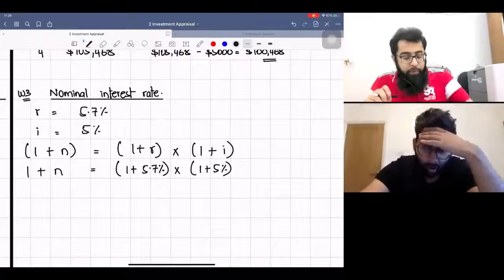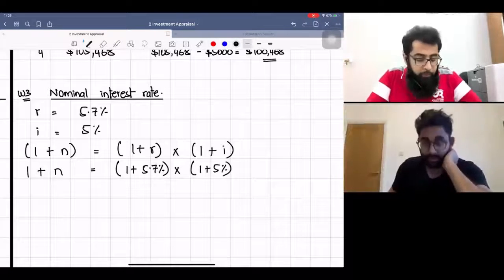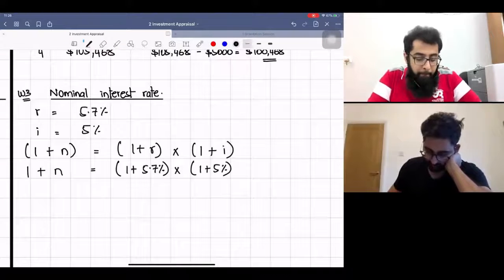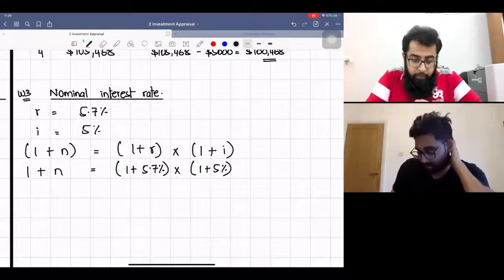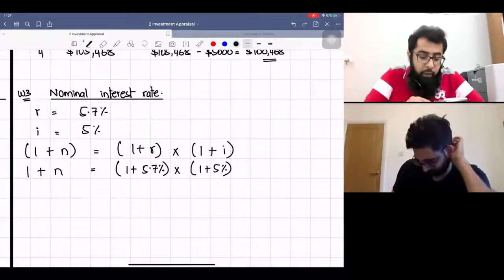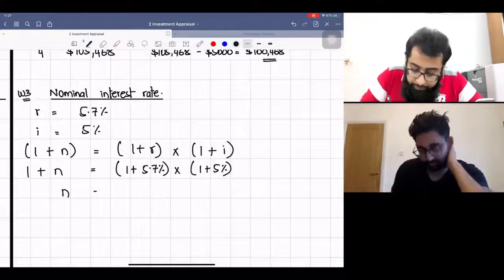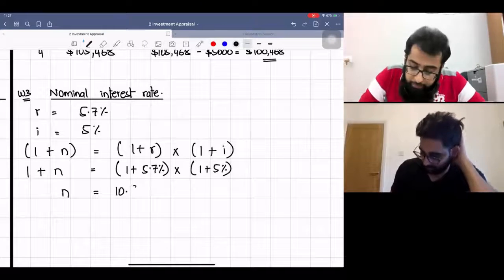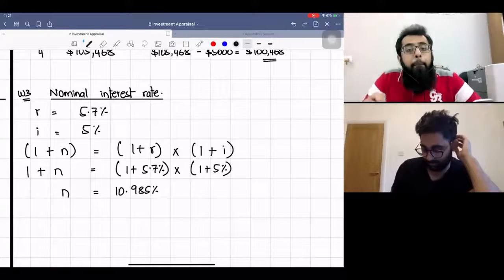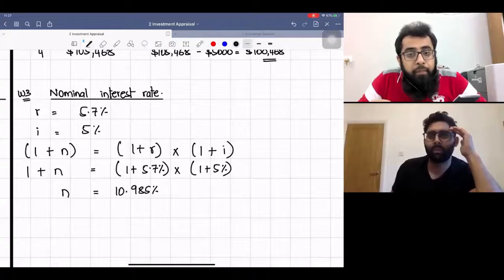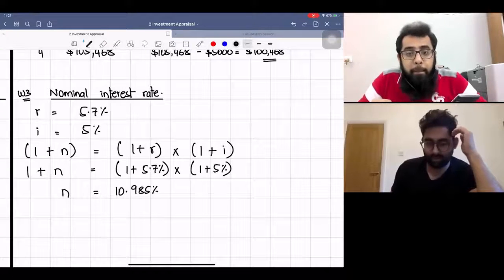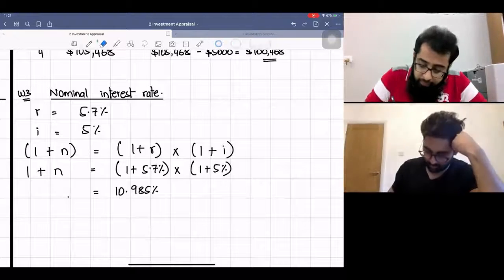Okay, so can you calculate it? 1 plus 0.057 multiplied by 1 plus 0.05 equals, minus 1. So the nominal rate will be 10.985%. Have you done it or shall I calculate it? Okay, let's calculate it.